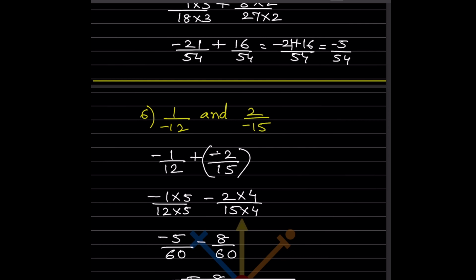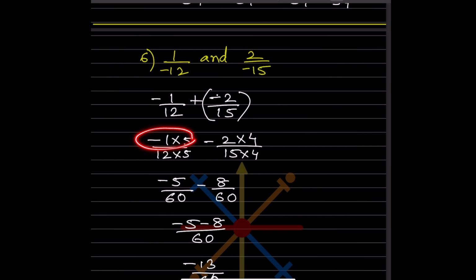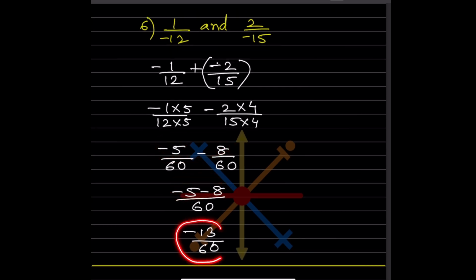Now for here, you can also write this as minus 1 by 12, and this we can write as minus 2 by 15. So here plus minus becomes minus, because you are going to add it. Now you will take the LCM of 12 and 15. So that is going to be 60. So here 12 5s are 60 and 15 4s are 60. So this is going to multiply by 4 and this will be 5. So minus 5 by 60 and minus 8 by 60. So this will be minus 5 minus 8 by 60. So that will be minus 13 by 60.